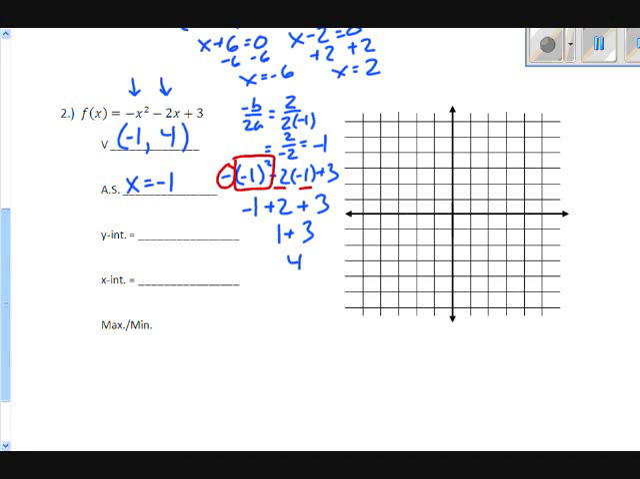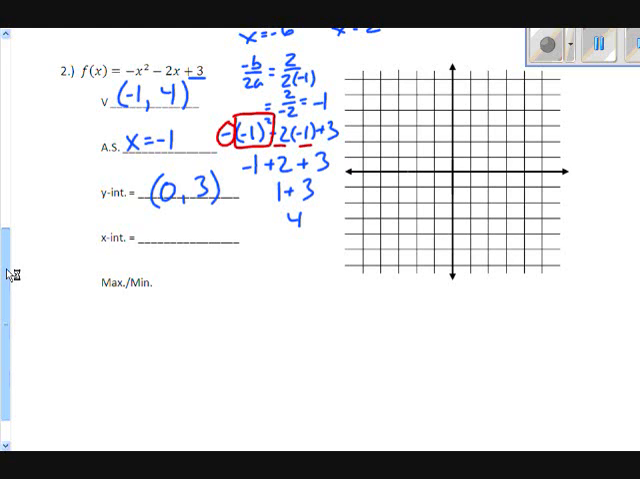The y-intercept, again, is when x equals 0. If I plugged zeros in for x's, I'd just be left with the constant term, which is the 3. Okay, and again, that's the ordered pair 0, 3. If you want to think of it as an ordered pair, it might help you when we're graphing. The x-intercepts is when y equals 0, so if I plug a 0 in over here for y, I'm going to have negative x squared minus 2x plus 3 equals 0.